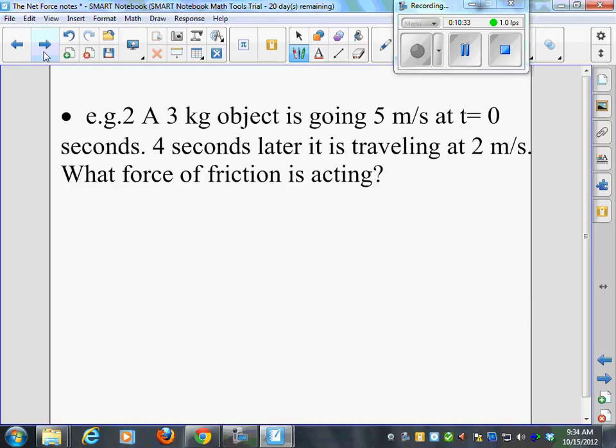All right, let's expand our knowledge here a little bit. Let's go one step farther. A 3 kilogram object is going 5 meters per second at t equals 0. 4 seconds later, it's traveling 2 meters per second. What force of friction is acting? Okay, so there's quite a few numbers in place here. We've got an object moving at 5 meters per second, and then over here it's going at 2 meters per second. So it has an initial velocity and it has a final velocity. t equals 0, t equals 4.